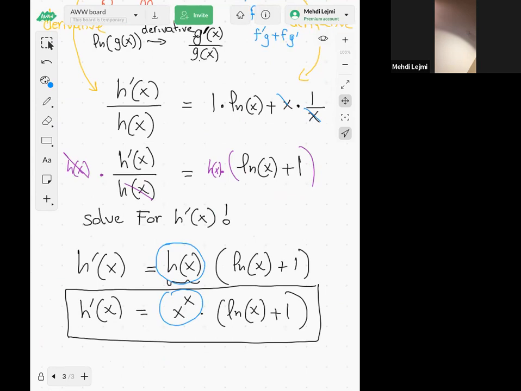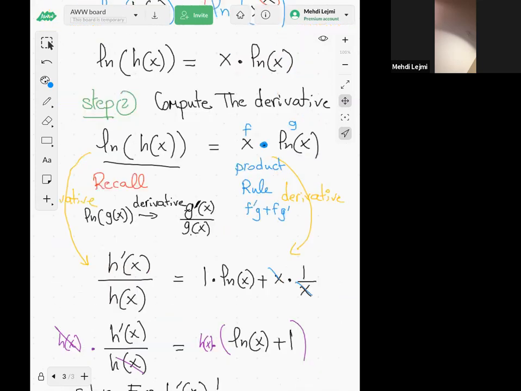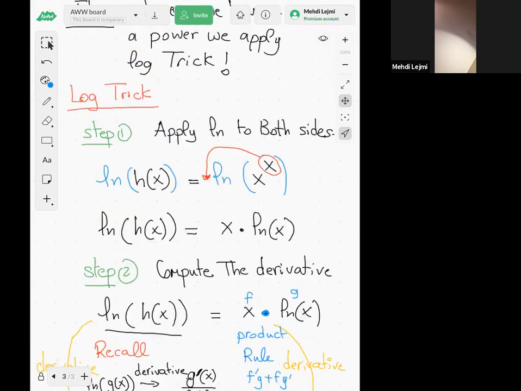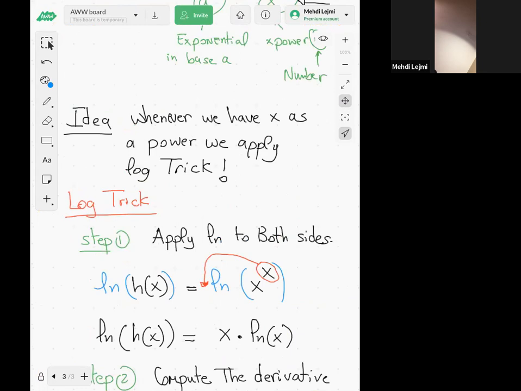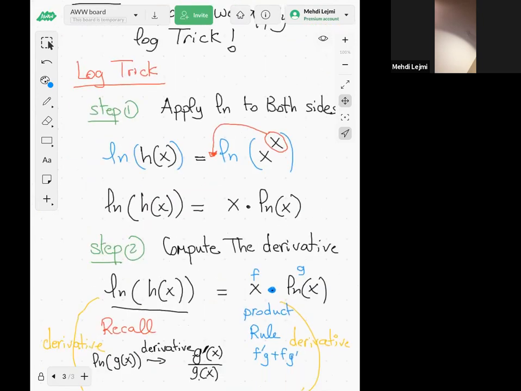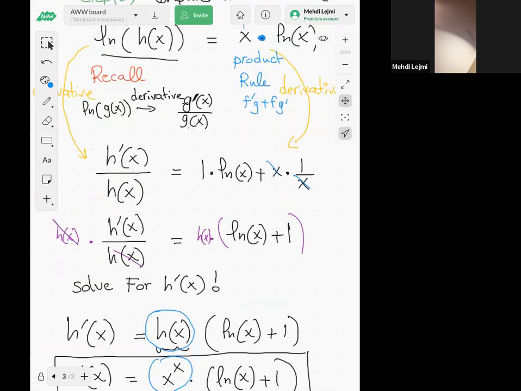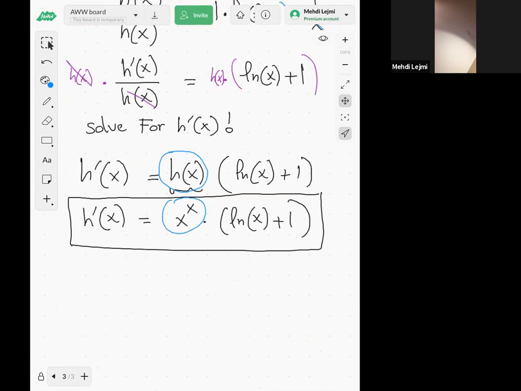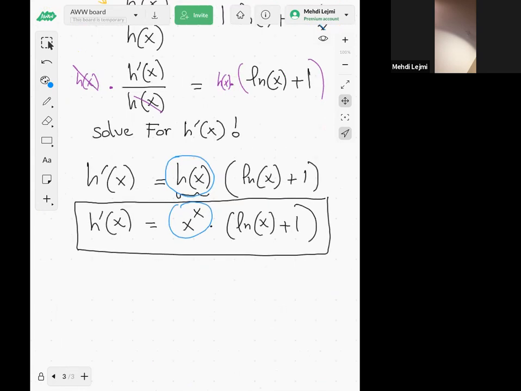This is a really nice example, right? Again, it's x to the power x, so we cannot apply the power rule. We cannot apply just the derivative of exponential. So we have to apply this log trick to find the derivative. All right, so if there are no questions, then here's a similar exercise.